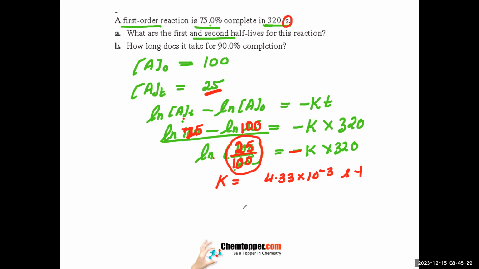But the question is why I'm calculating k. They are not asking k. But this is first order and they're asking half-life. We know that T half is 0.693 over k. That's why I'm calculating it first. I need this k for calculating T half. You just plug in the value.